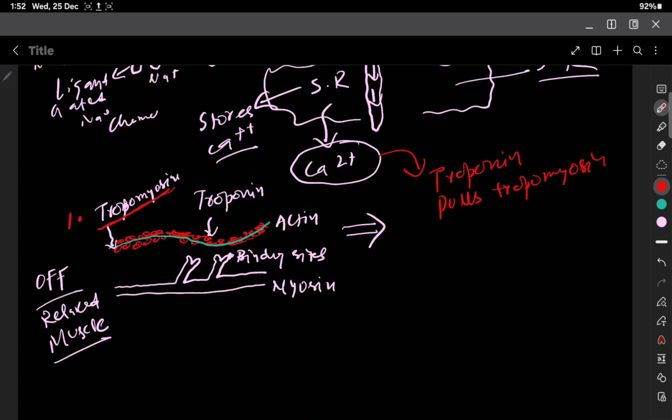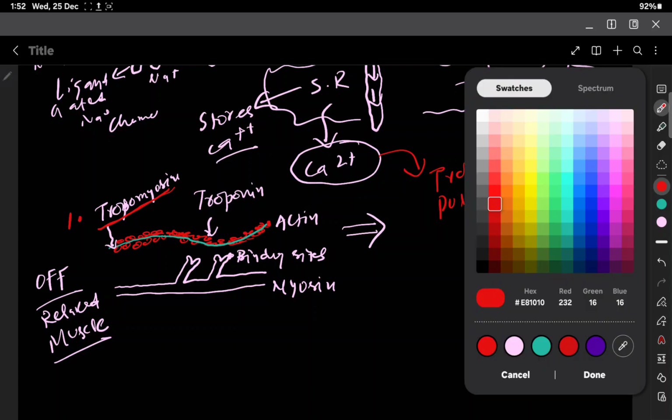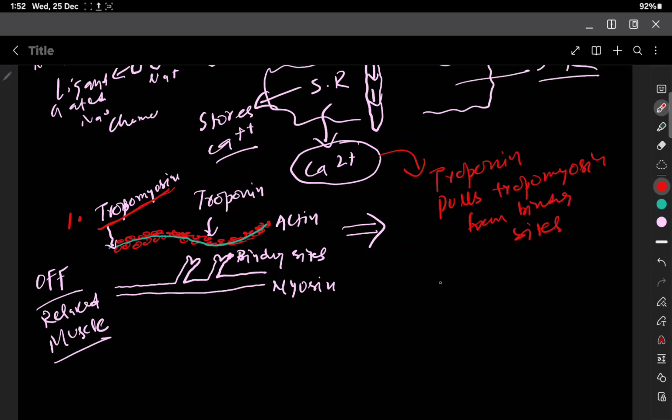and then the contraction will start. So calcium from the sarcoplasmic reticulum binds with the troponin, which pulls tropomyosin from the binding sites. So this tropomyosin is pulled back from the binding sites. So this is what happens in the second step, step number two.